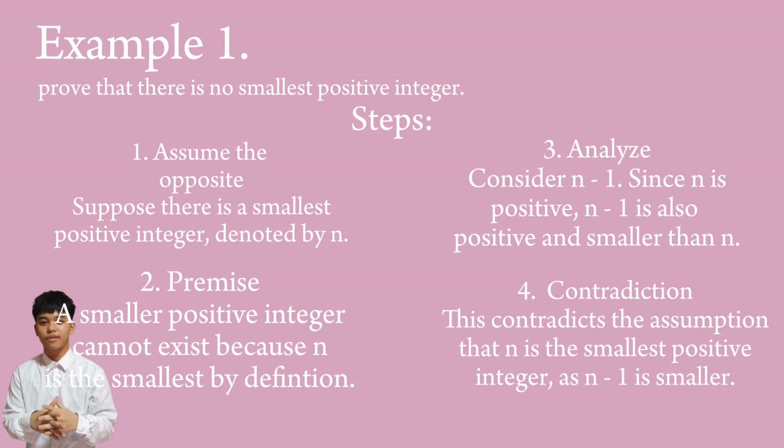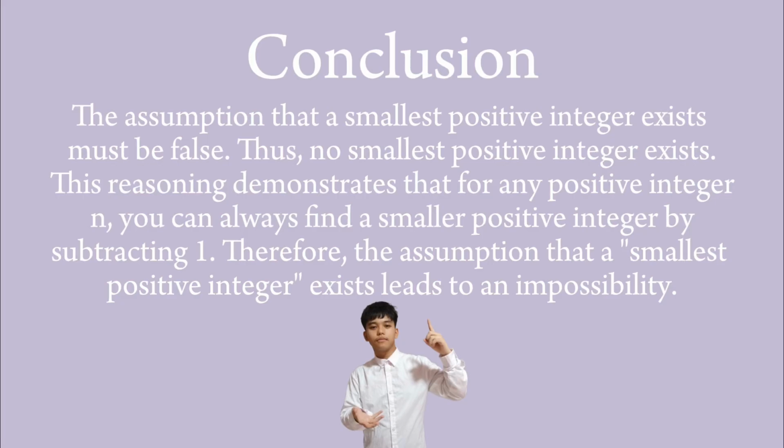Number 4, contradiction. This contradicts the assumption that n is the smallest positive integer, as n minus 1 is smaller. In conclusion, the assumption that a smallest positive integer exists must be false. Thus, no smallest positive integer exists. So this reasoning demonstrates that for any positive integer n, you can always find a smaller positive integer by subtracting 1. Therefore, the assumption that a smallest positive integer exists leads to an impossibility.